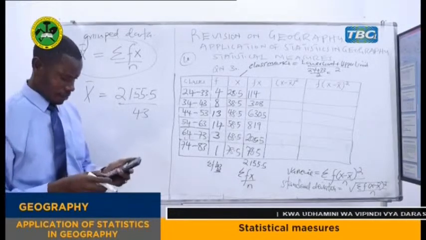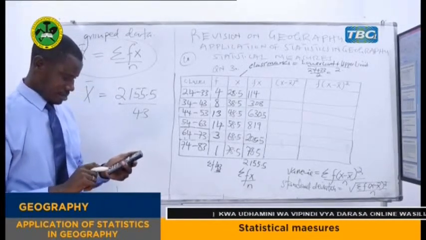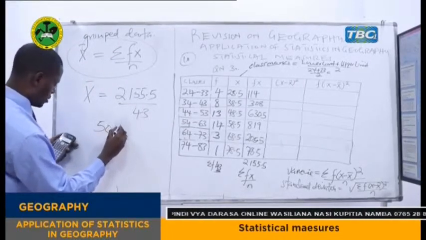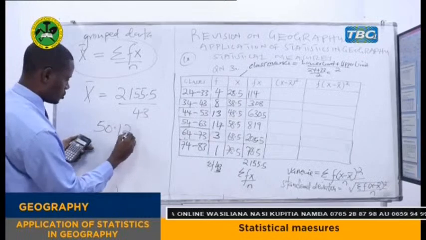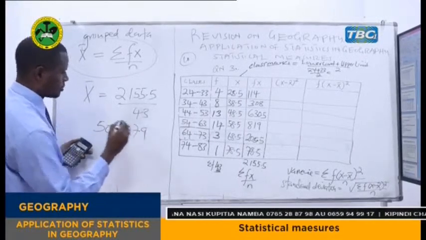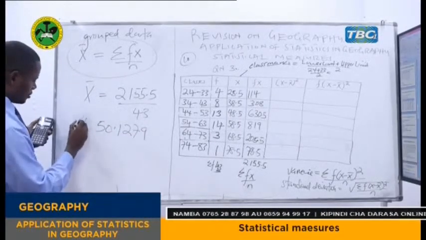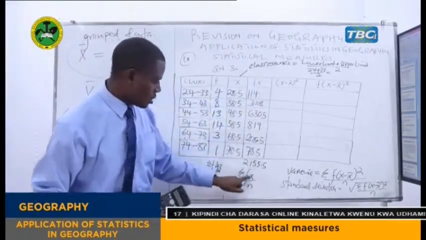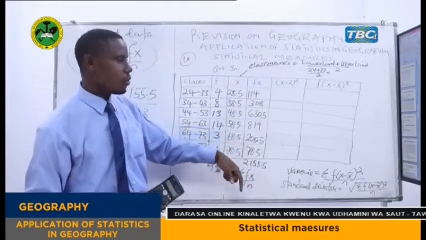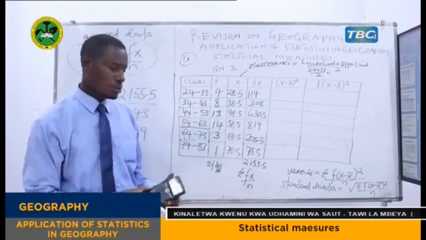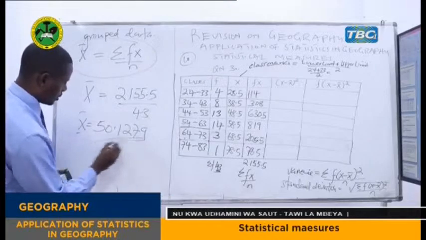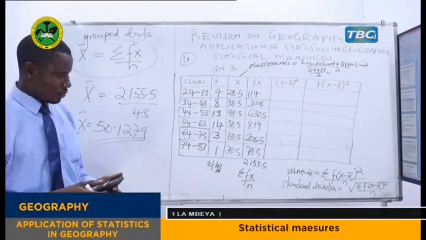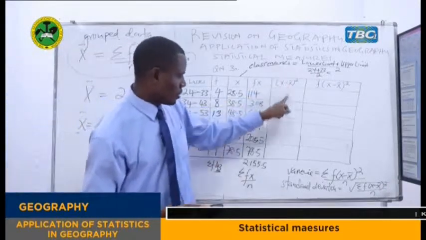So if we divide by 43, we'll come up with 50.1279. So this is our mean. So already we have the mean for the class. The mean for the geography scores was supposed to be 50.1279. So from there we go to the next column, because we should fill that column.